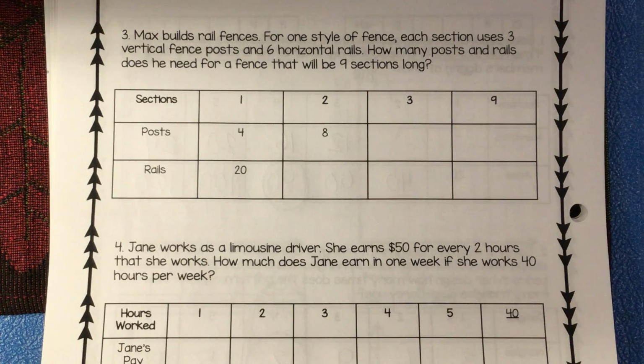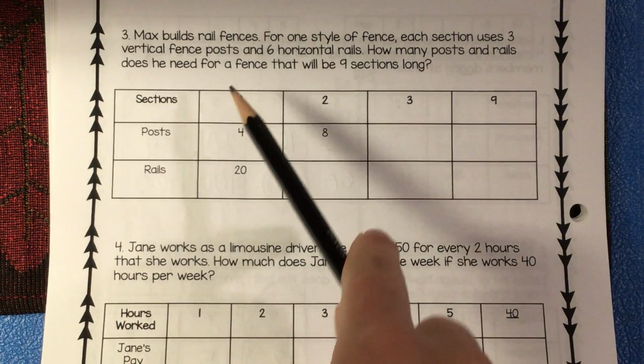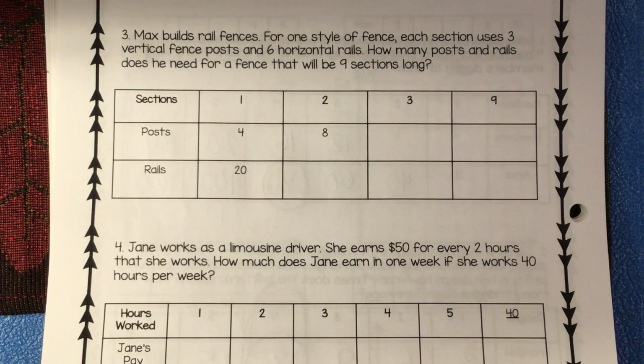If you fill out the chart, figure out the rule, whatever you put in the 9, this is the 9 sections, whatever you put in this chart is going to be your answer. So if we figure out a rule, we'll have an answer. Okay? So let's look for a pattern. How do we get from sections to posts?